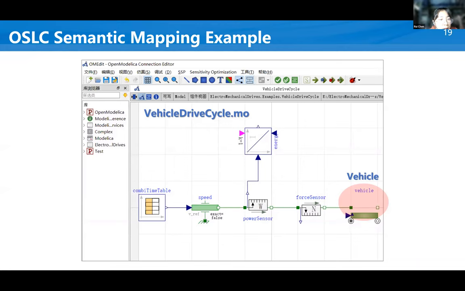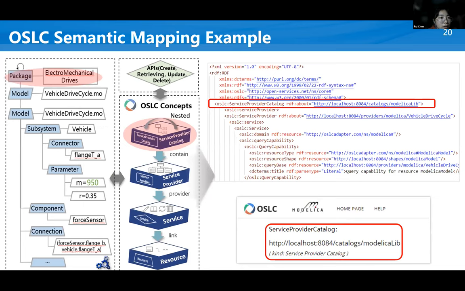Then we will take the Modelica model vehicle drive cycle in this case study as an example to introduce the semantic mapping rules and show the adapter user interface in detail. First, the package of electrical mechanical drives is mapped as a service provider catalog because it can be considered as a directory to store models, such as a vehicle, drive, cycle.